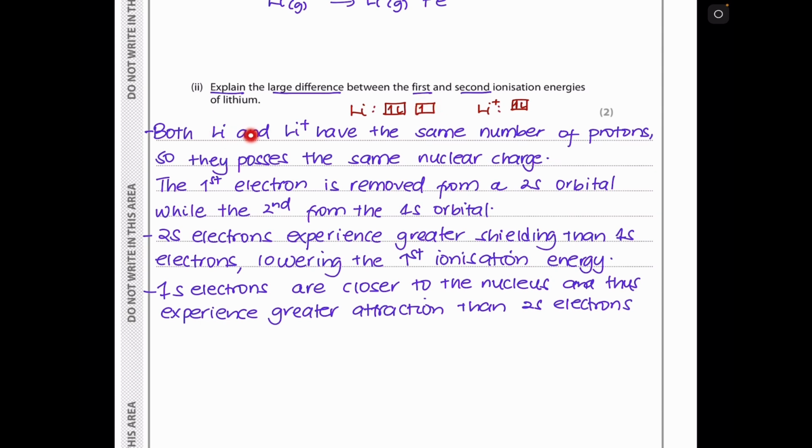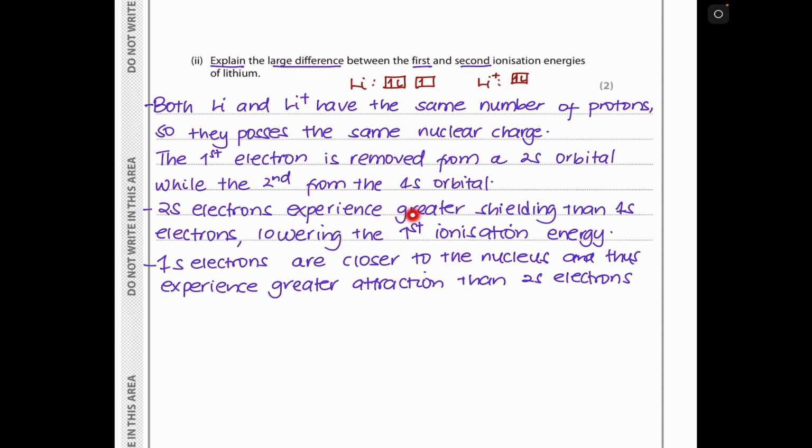So I said both lithium and lithium plus have the same number of protons, so they possess the same nuclear charge. The first electron is removed from a 2s orbital, that is for lithium, while the second, meaning lithium plus, is removed from the 1s orbital. 2s electrons experience greater shielding than 1s electrons, lowering the first ionization energy, and the 1s electrons are closer to the nucleus and thus experience greater attraction than the 2s electrons.